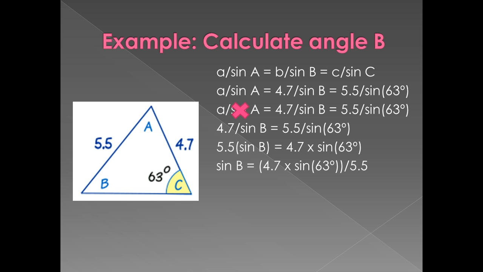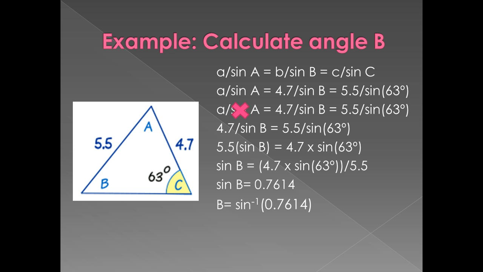Both sides are then divided by 5.5 in order to isolate for sine B. After calculating, it is found that sine B equals 0.7614, and that was rounded to 4 decimal places.